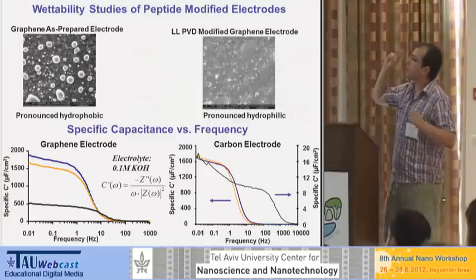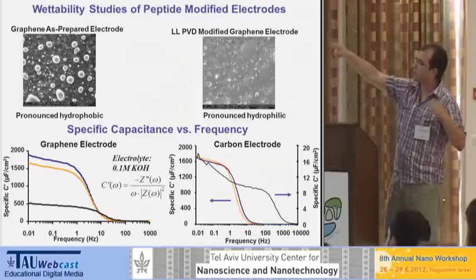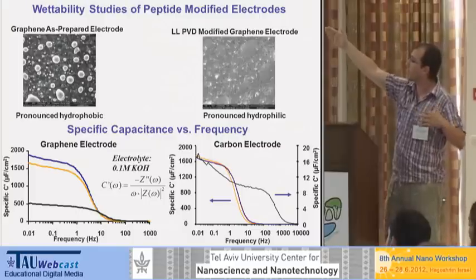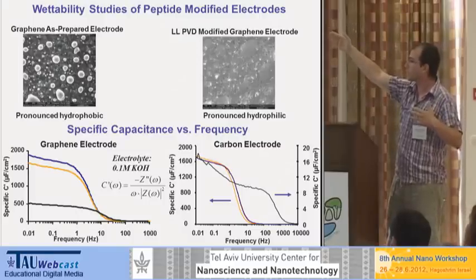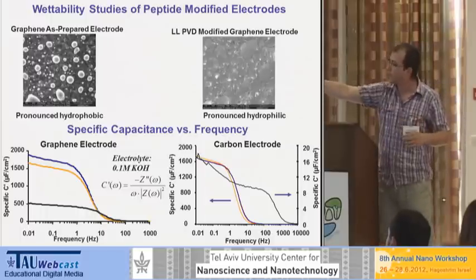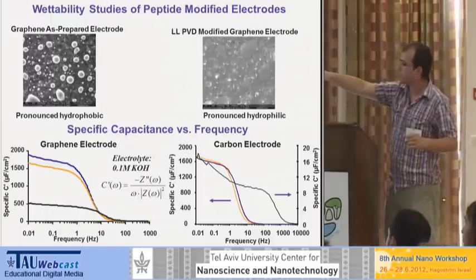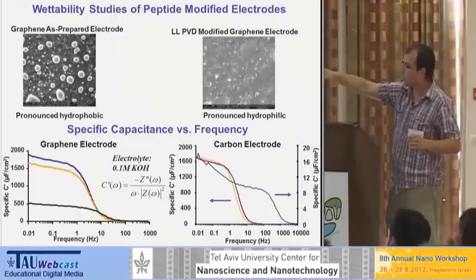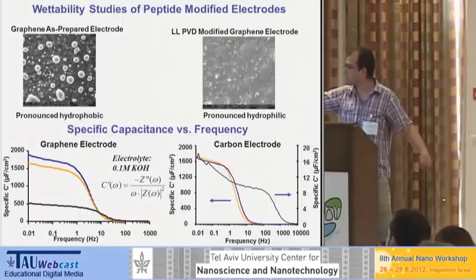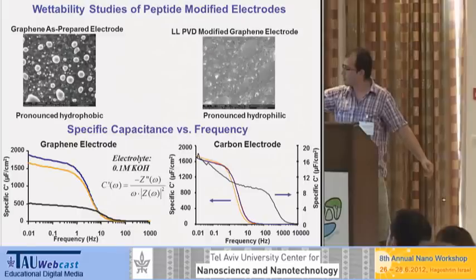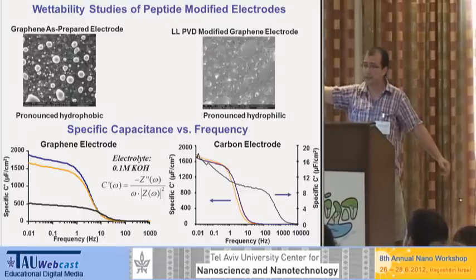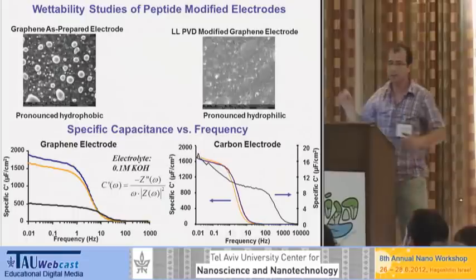Okay, about wettability, you can see as-prepared graphene versus the LL PVD modified, which is very hydrophilic, as you can see, and the most important, the capacity. You can see impedance spectroscopy about the capacity. Here, the carbon graphitic electrode, 16 microfarad per centimeter square, against 1,600 microfarads per centimeter square.